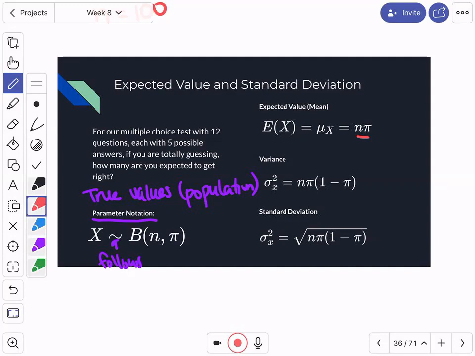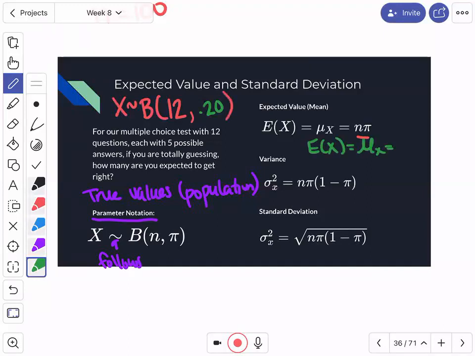If we're doing it for our particular multiple choice test with 12 questions, where there's 5 answer choices for each question, only 1 of which is correct, we can first define it like this. Here's how we define the parameters. X follows a binomial with an N of 12. Our fixed number is 12. Our probability of success is 0.20. And then from there, I can tell you that the expected number of successes, the mean of X, is just equal to 12 times 0.2.